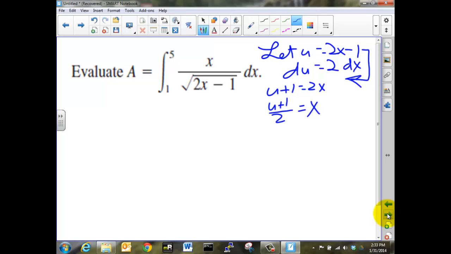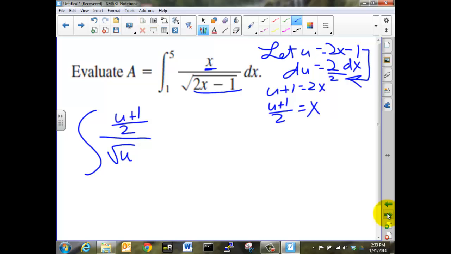So now we can go over here and plug in. What are we going to put in for this x? Well, we'll put u plus 1 over 2. What are we going to put in for 2x minus 1? u. So we have the square root of u. What can we put for dx? Well, we don't have dx equals anything, but what can we put in place of it? du is 2 dx. So what could we do? If we divide both sides by 2, for dx we could put 1/2 du, right?